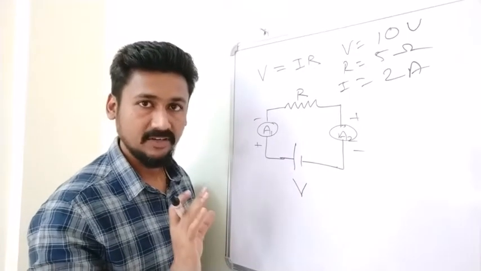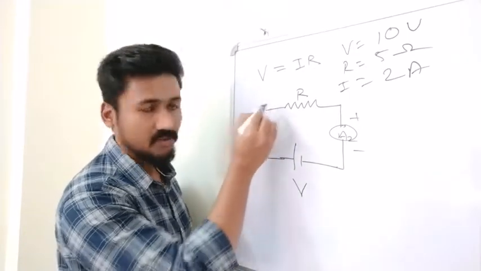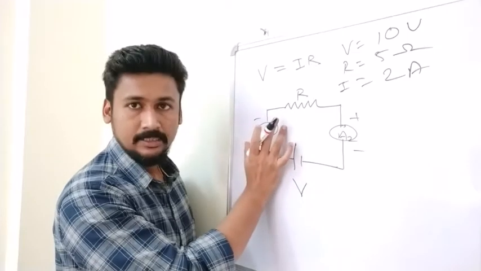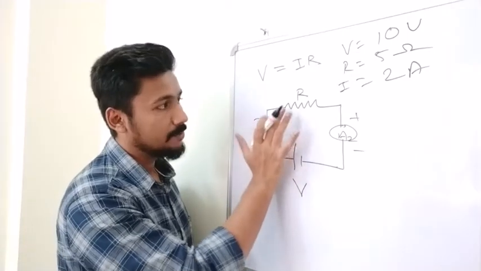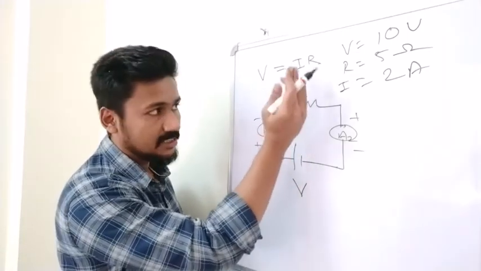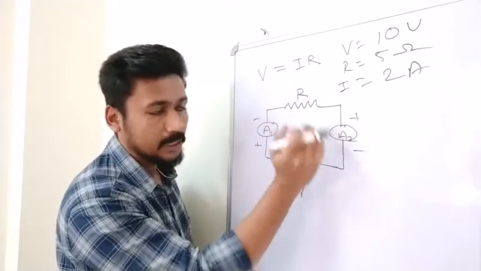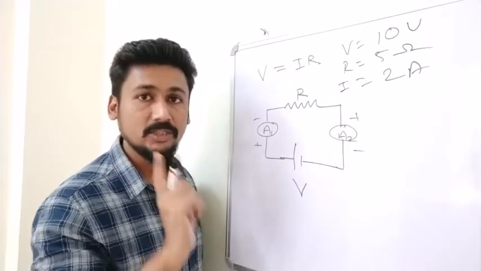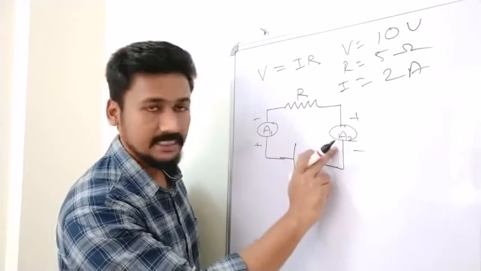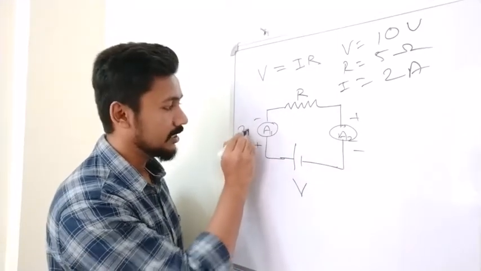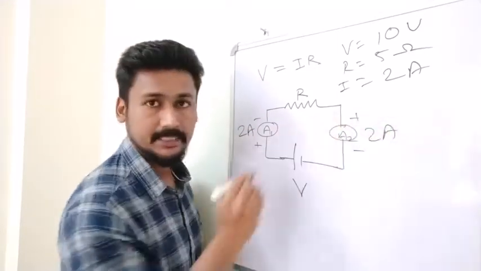Many students feel that because the current is starting from here, we will get a higher reading on this side, on A1. And because I have a resistor, that resistor will stop the current, so in A2 the reading will be less. But that is not the case. In both these ammeters, you will get the same reading, which is 2 amperes.